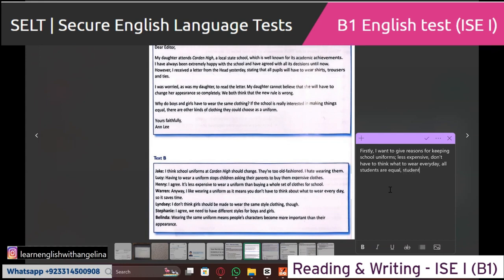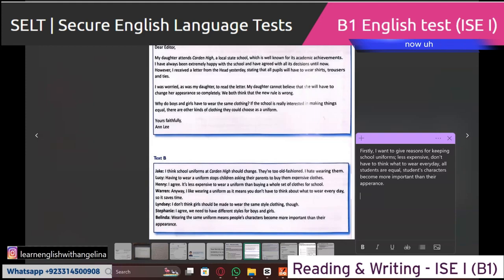Students' characters become more important than their look or their appearance. You can change the word appearance to look if you know. More important than their appearance. If you want to write appearance, it's your choice. If you want to make it easier, go for the word look. Full stop. I don't think there's anything else. That's all we need.